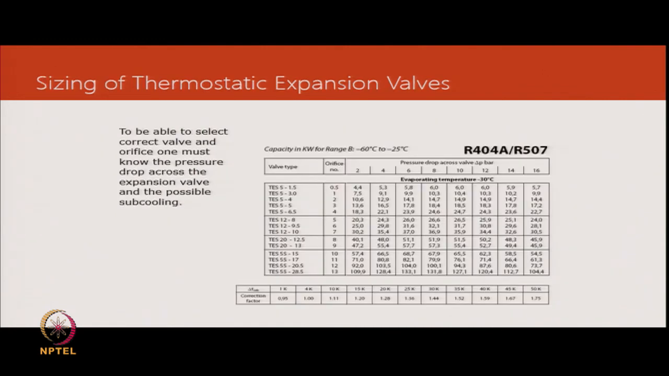Then if you look at what a typical selection table will look like, here are the valve numbers. Then we have an orifice number. So for the valves with interchangeable orifice, we can put any one of the orifices, and then for a predefined pressure drop there is a flow, the refrigerant capacity that is defined here with a compensation for the subcooling.